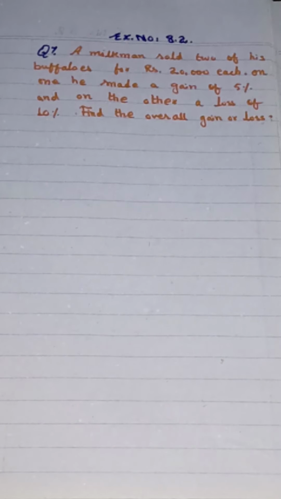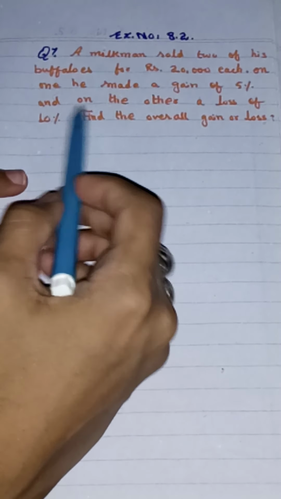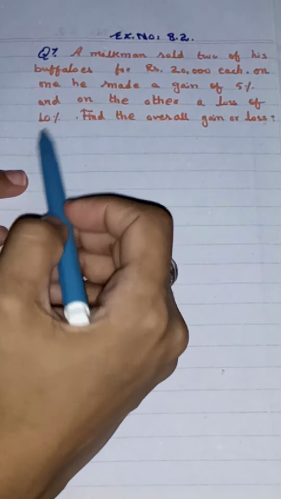Exercise number 8.2, Question number 7. A milkman sold two of his buffaloes for 20,000 rupees each. On one he made a gain of 5% and on the other a loss of 10%. Find the overall gain or loss.